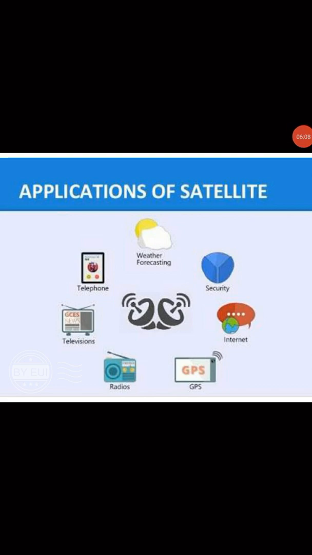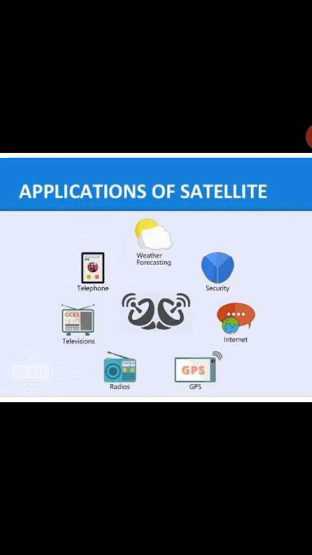Let's see now what are the applications, that is, what are the uses of satellites. Satellites are used in sending telephone signals or for sending television signals. Signals of radios can also be sent over long distances through satellites. It is also used for weather forecasting. The weather of different places can be monitored and can be seen by these satellites.